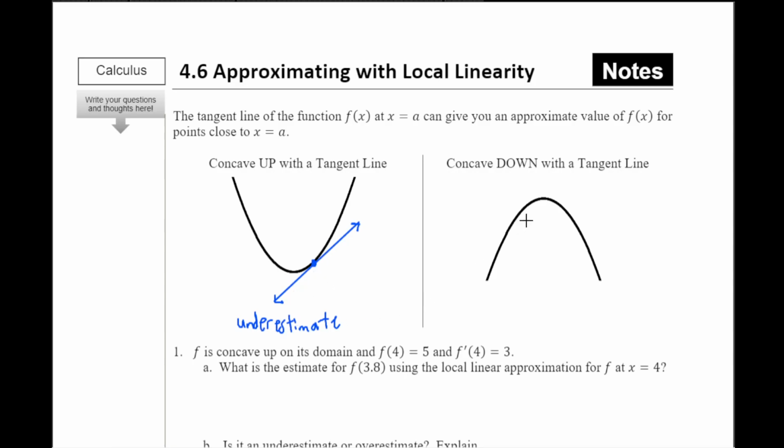the curve, underestimates. Vice versa, if we have a concave down function, an upside down U shape, and we draw a tangent line, we are going to get overestimates because the tangent line is going to be above the function when the function is concave down.